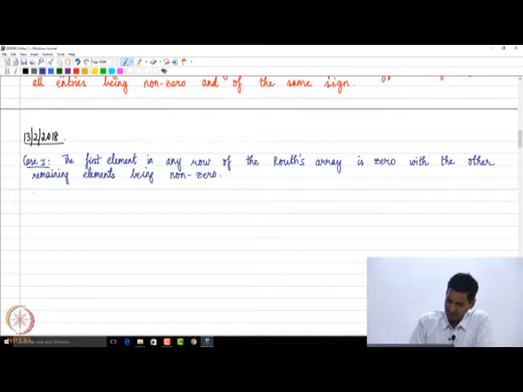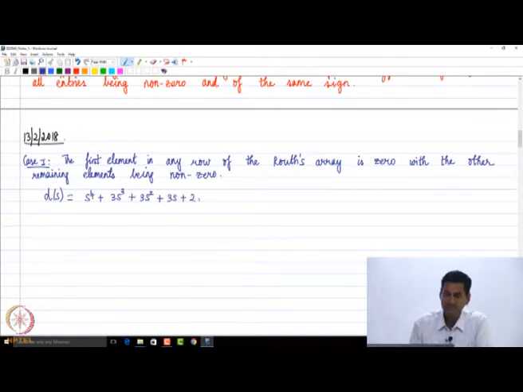As an example, to understand this case better, let's consider the following polynomial: s power 4 plus 3s cube plus 3s squared plus 3s plus 2. Please note that here I am trying to figure out the distribution of roots. To begin with, we can observe that all coefficients are non-zero and of the same sign, so at least that is satisfied in this particular polynomial. So let's construct the Routh's array.